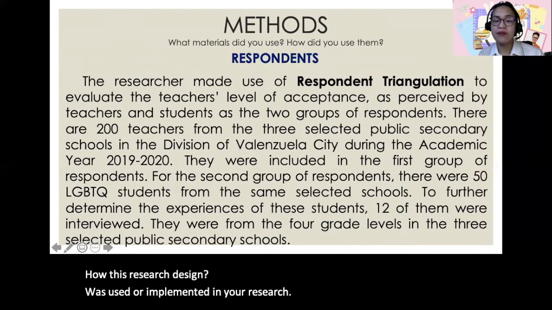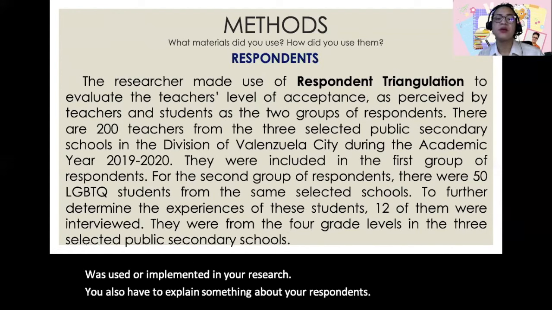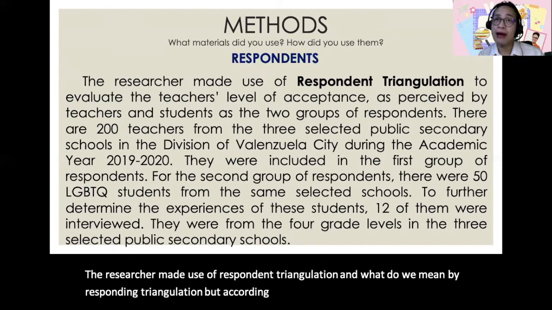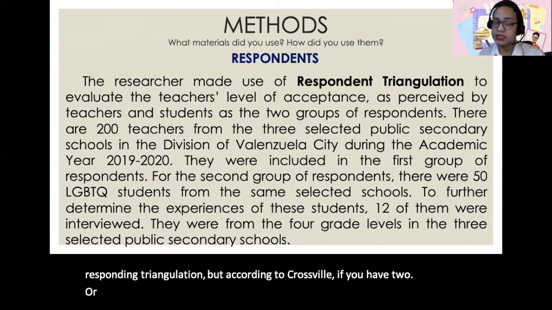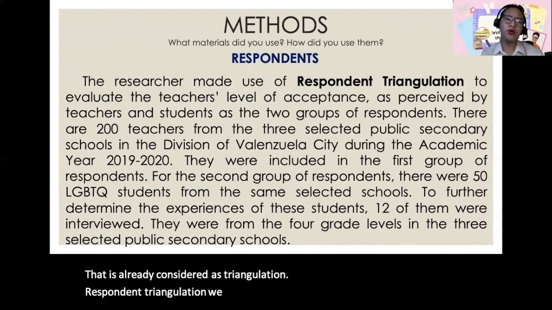You also have to explain something about your respondents. The researcher made use of respondent triangulation. And what do we mean by respondent triangulation? Well, according to Creswell, if you have 2 or more respondents, that is already considered as triangulation. We also have the so-called method triangulation.